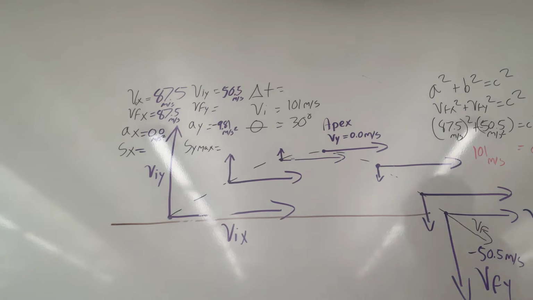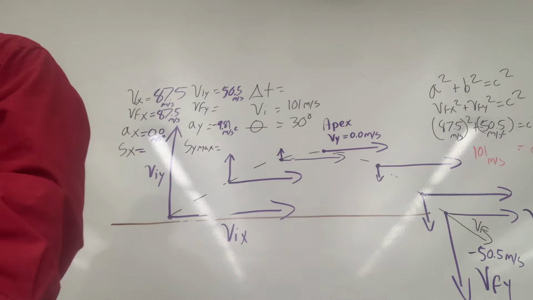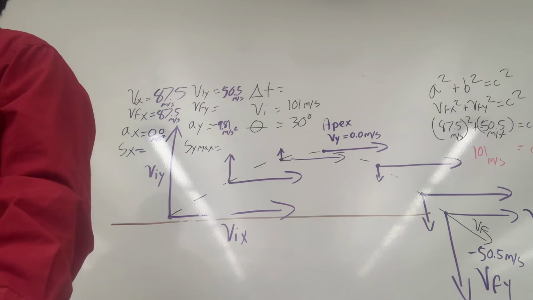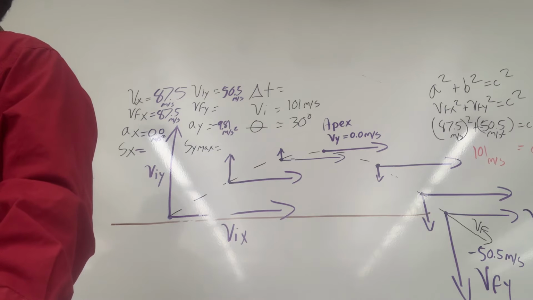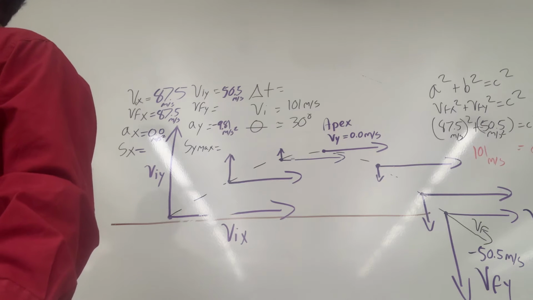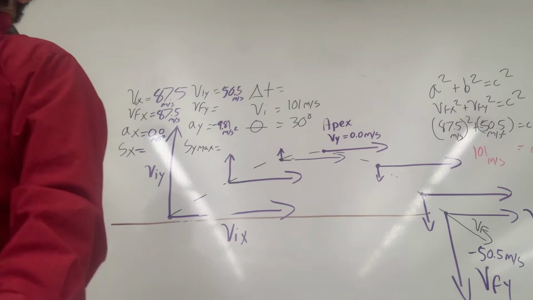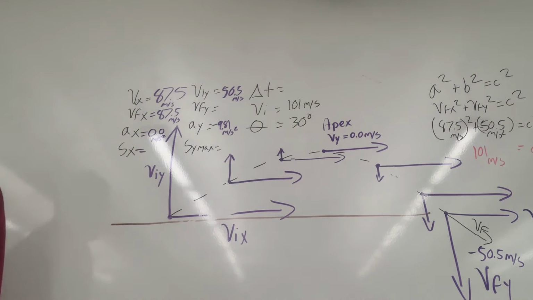I got a different answer. Is 50 positive or negative? It's negative. Negative 50.5 times negative 50.5 gives you what? Did you not use the parentheses? You have to put your answers in parentheses when you're squaring things, otherwise you end up with this weird answer.